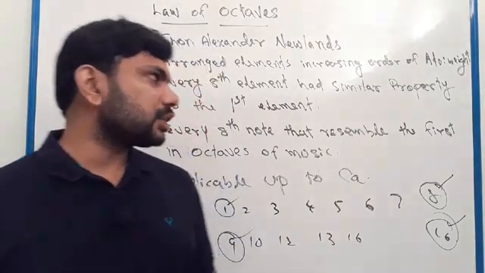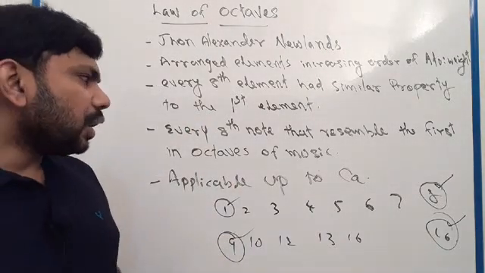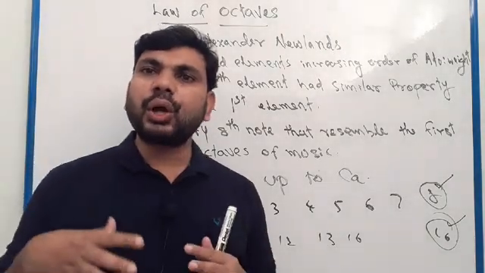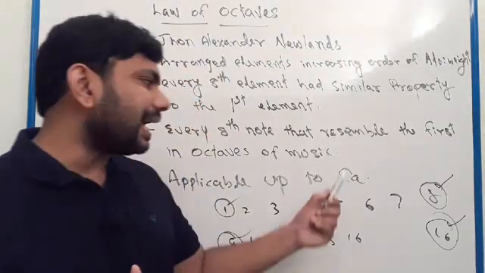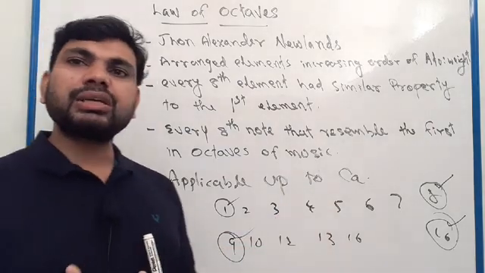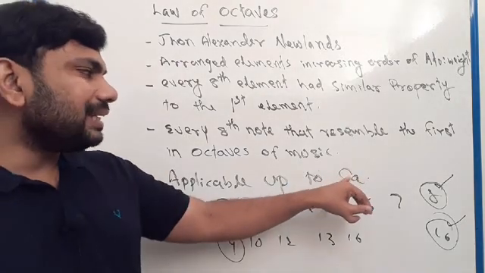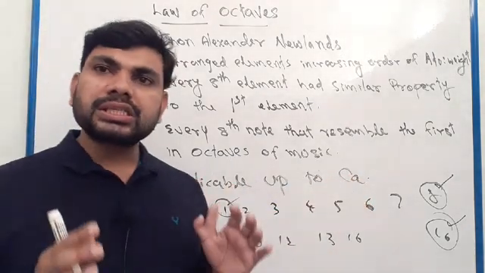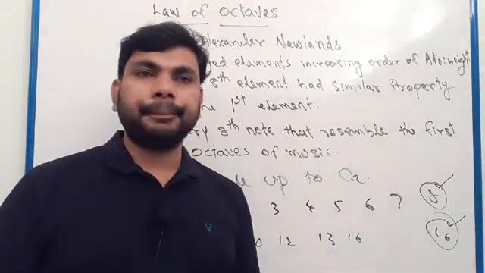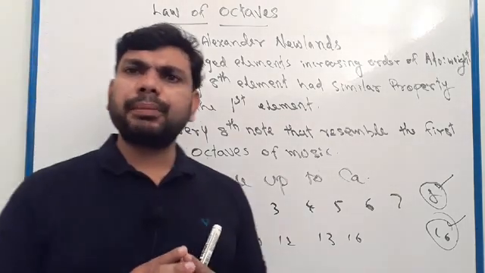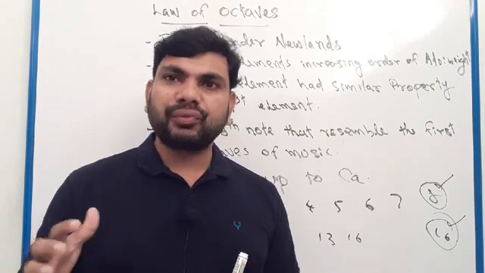Similar things are observed here. That's why this law is called the law of octaves. But this law of octaves also was not successful. It is applicable only up to calcium. We know calcium has atomic number 20, so this is the 20th element. This law is only applicable from the first to the 20th element. It is not applicable for all elements. That's why the law of octaves also failed.